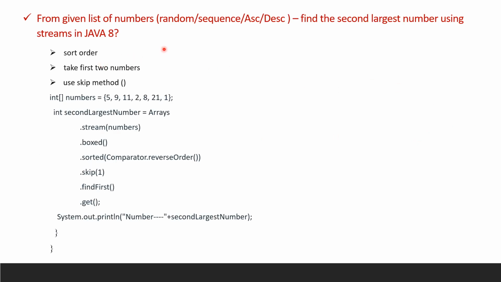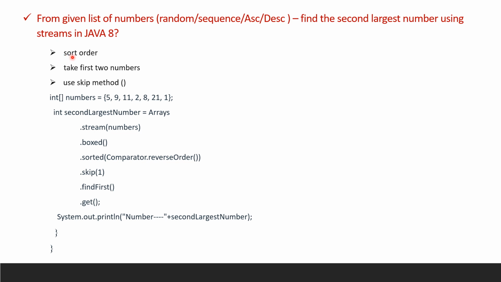From a given list of numbers, whether it is random or sequence or ascending or descending, find the second largest number using streams in Java 8. In Java 8, we have the Streams API, with which we can do all our aggregate operations. Using that Streams API, we have to find the second largest number, and the input can be anything. So how can we approach this question?